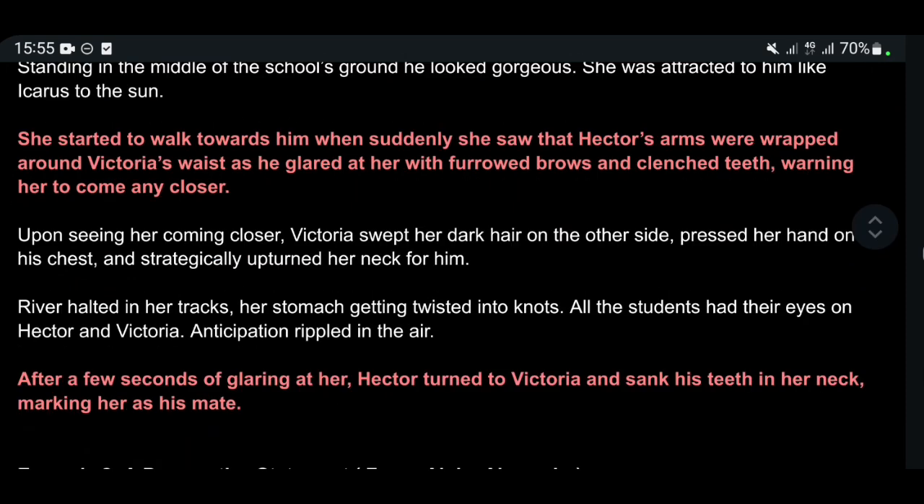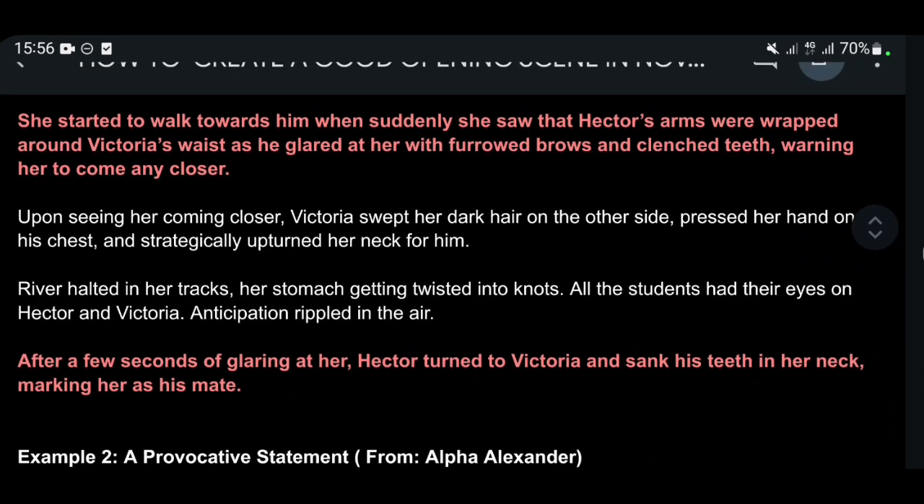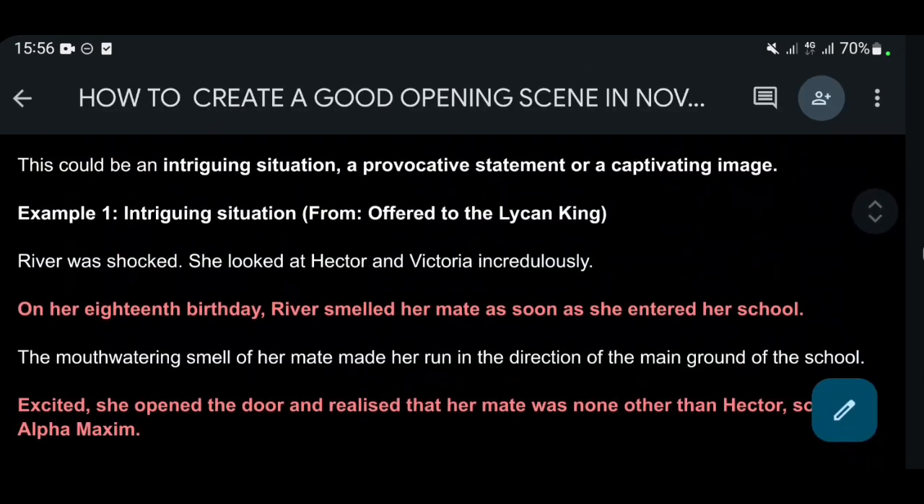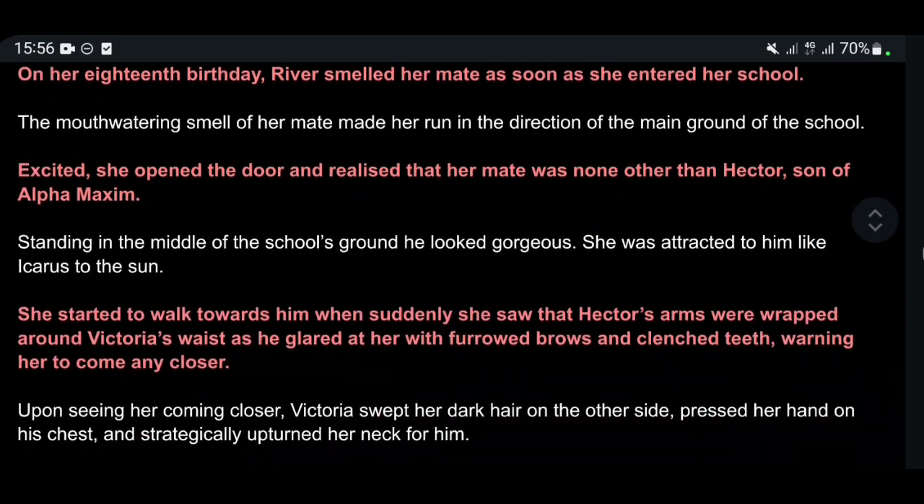Upon seeing her coming closer, Victoria swept her dark hair on the other side, pressed her hand on his chest, and strategically upturned her neck for him. River halted in her tracks, her stomach getting twisted in knots. All the students had their eyes on Hector and Victoria. Anticipation rippled in the air. After a few seconds of glaring at her, Hector turned to Victoria and snapped his teeth in her neck, marking her as his mate.